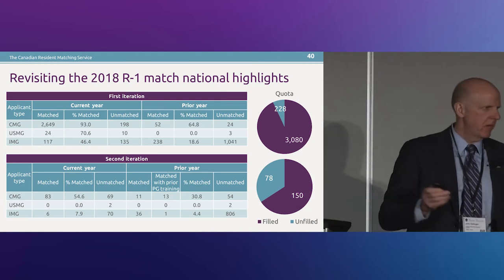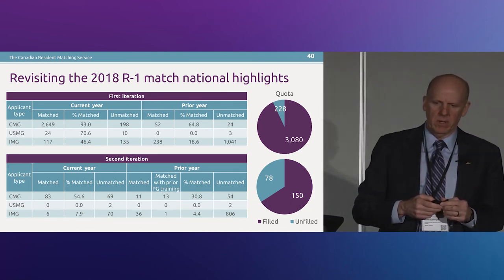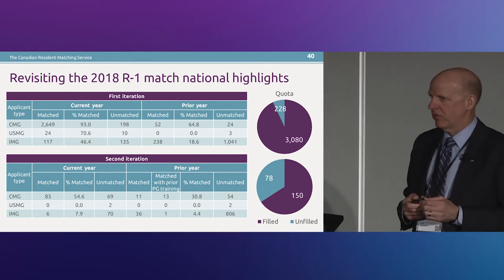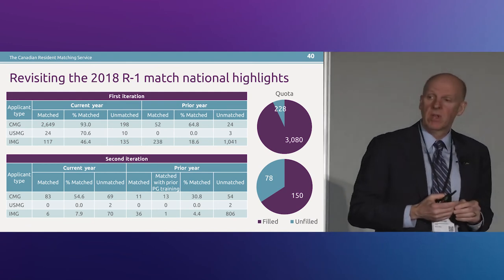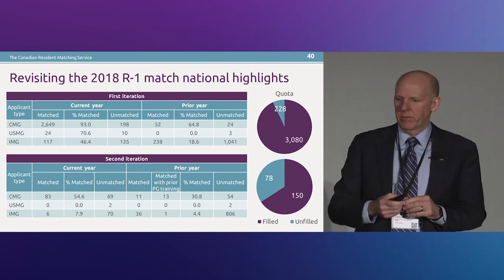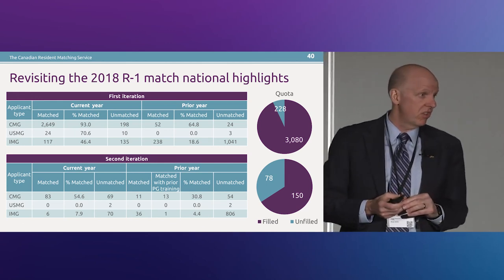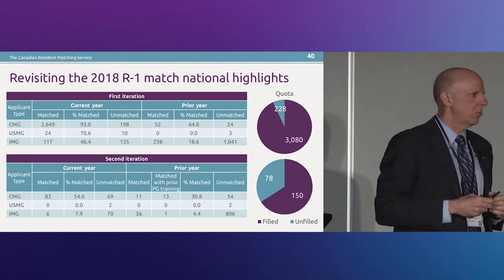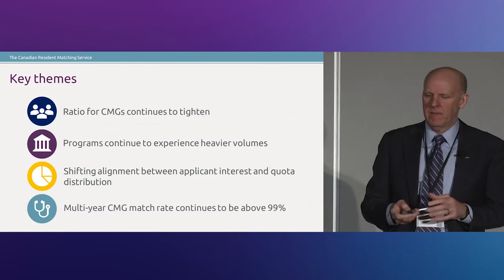And this is just again that final snapshot of where we started. 69 unmatched, we know 46 CMGs did not participate in second iteration, therefore they do not have a residency position as of July 1. We started with 3,308 positions in the country amongst the various streams, and 78 were ultimately unfilled after second iteration. And then those are the themes.